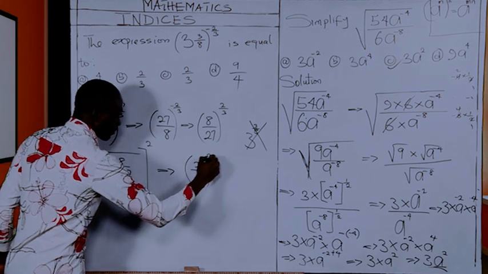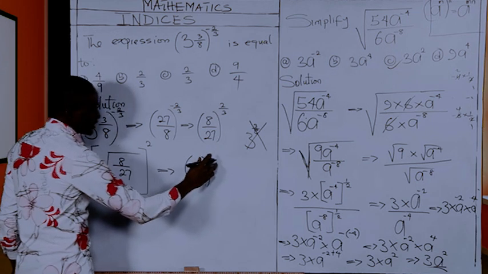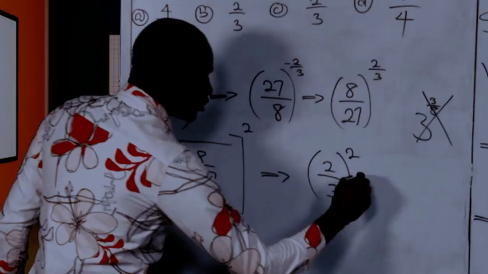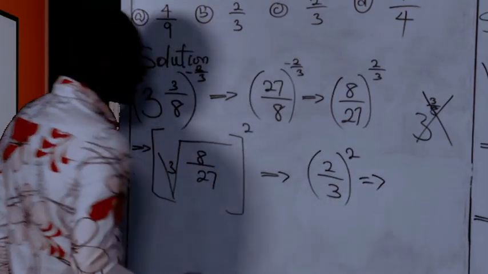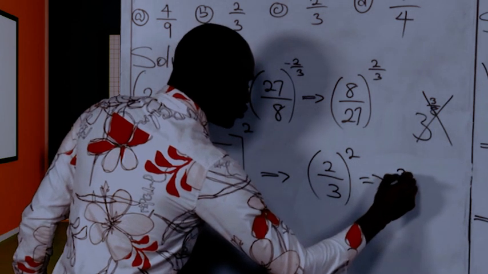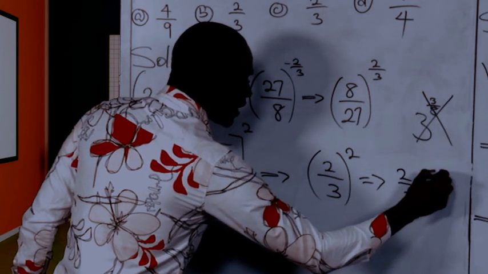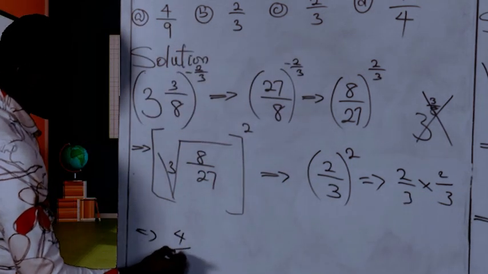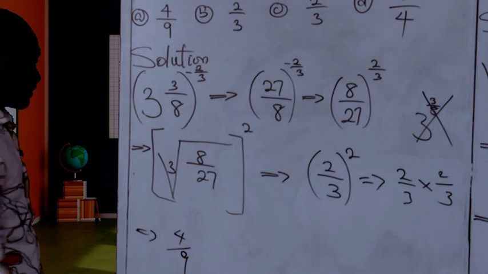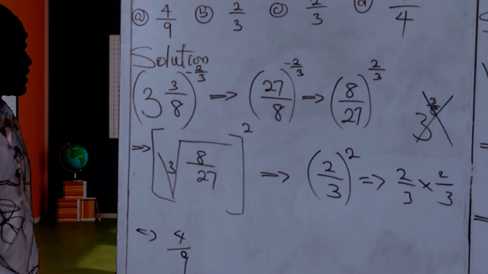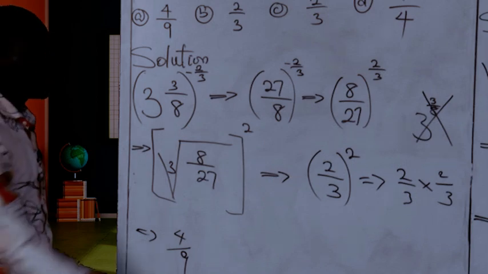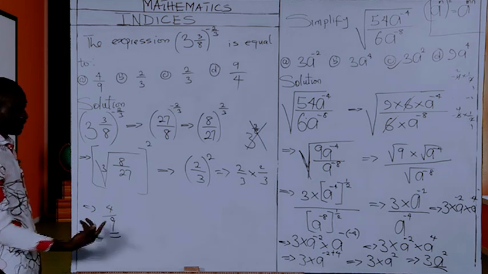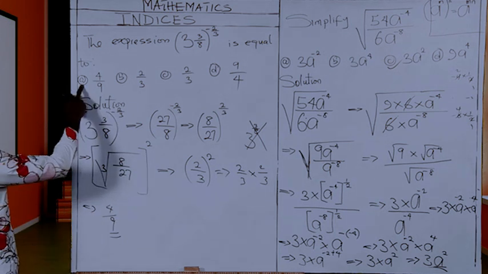This means square, that is all of this squared. So it means 2 over 3 multiplied by 2 over 3, which gives 4 over 9. And that serves as our answer. 2 squared is 4. 3 squared is 9. And we have 4 over 9. That is it.